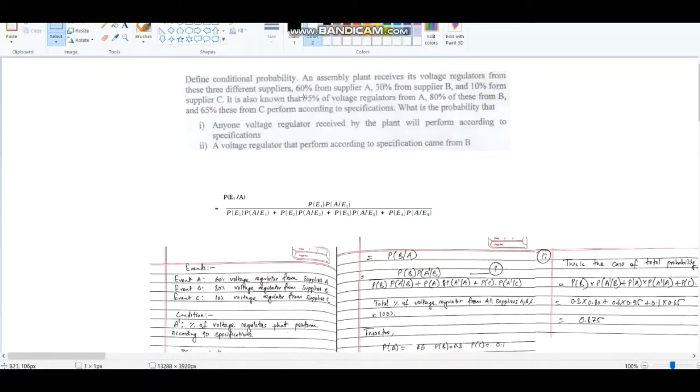And we are given these conditions for each event, so that 95% of voltage regulators from A, 80% from B, 65% from C will perform according to specifications. So this means that this is some kind of guarantee written on paper that the voltage regulators will perform according to their guarantee. So these will be the conditions for each of these events.